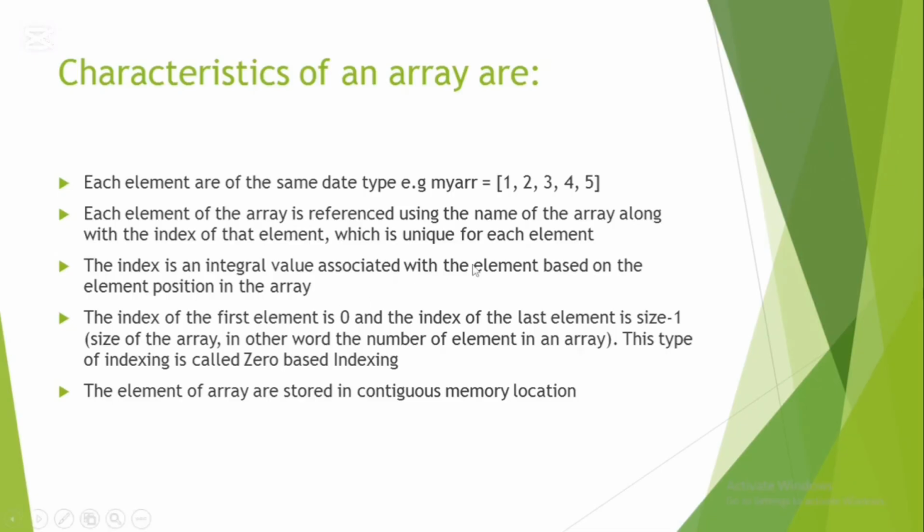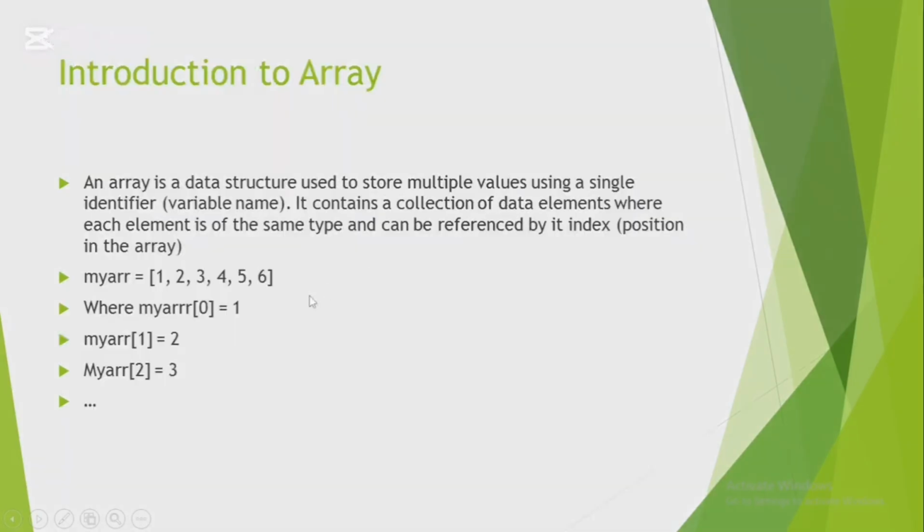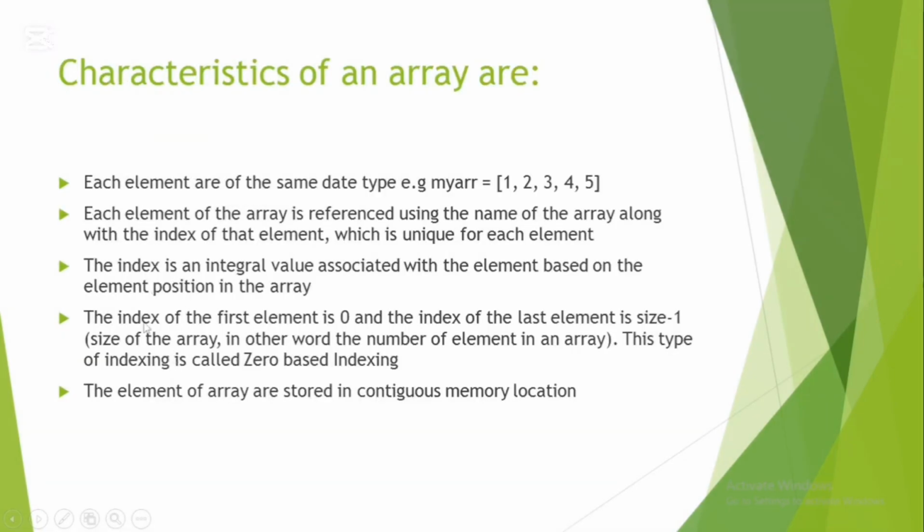Indexes are just values associated with each element. It's an integer value that's associated with each element. So as you can see back here, the integer value 0 is associated with the element 1, and the integer value 1 is associated with the element 2. So this is how it works. Now the index of the first element is 0, and the index of the last element is the size minus 1.